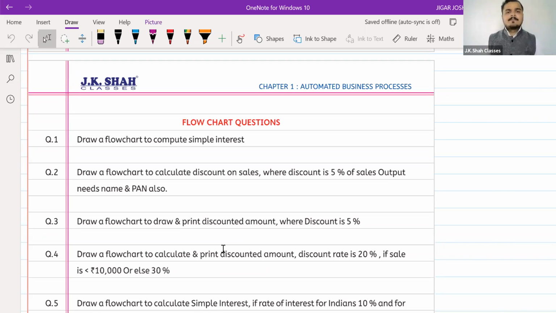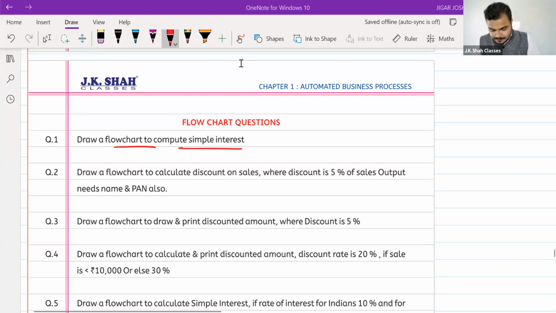Yes, my dear children, now please concentrate very carefully. The first question, which you can see on your screen right now, gives you something very simple: draw the flowchart to compute the simple interest. What do you want to do? A simple interest. Okay, sir. Can we proceed, my dear students? Okay.